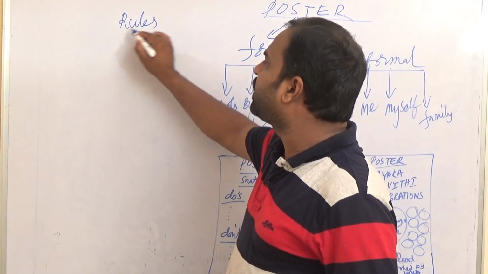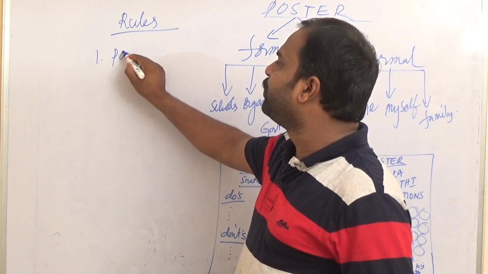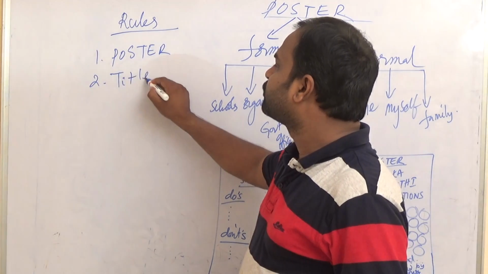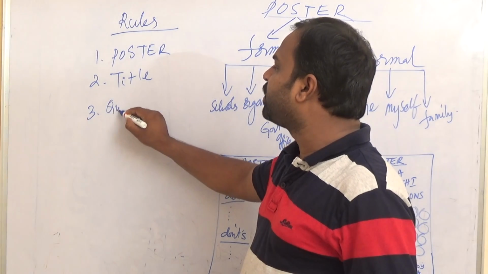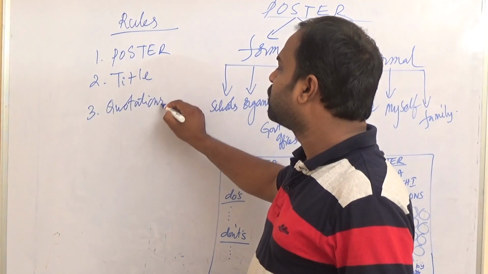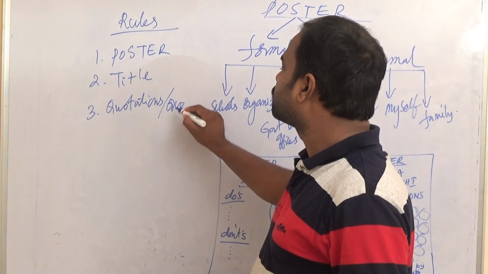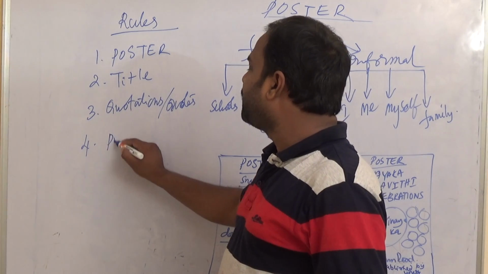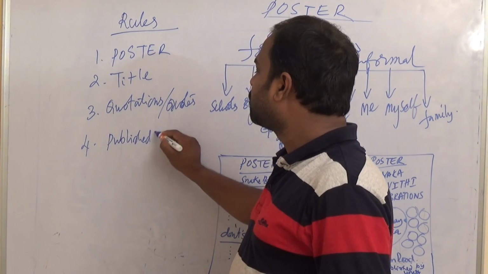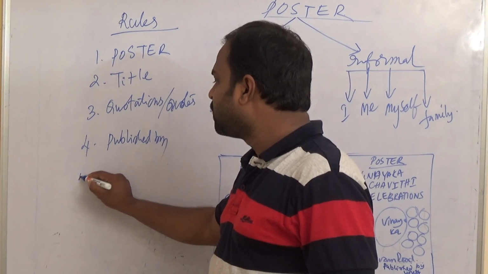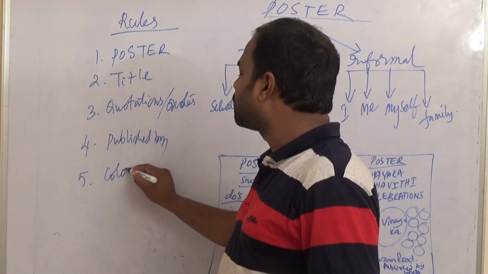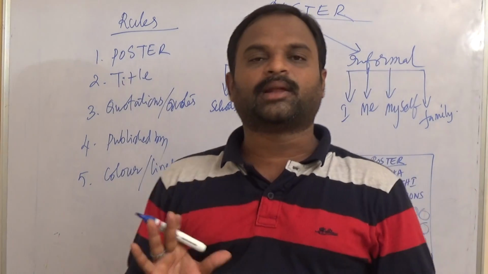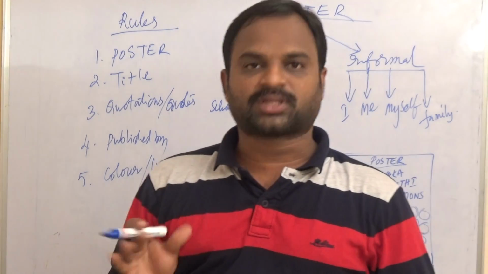So the rules to make a better poster: the first one is that you need to have a heading called poster, the second one is the title, and the third one, if you have any quotations, you can write the quotations or quotes. The fourth one, published by, is a must, and the fifth one is color and lines. These 5 points carry an important role to make a better poster.